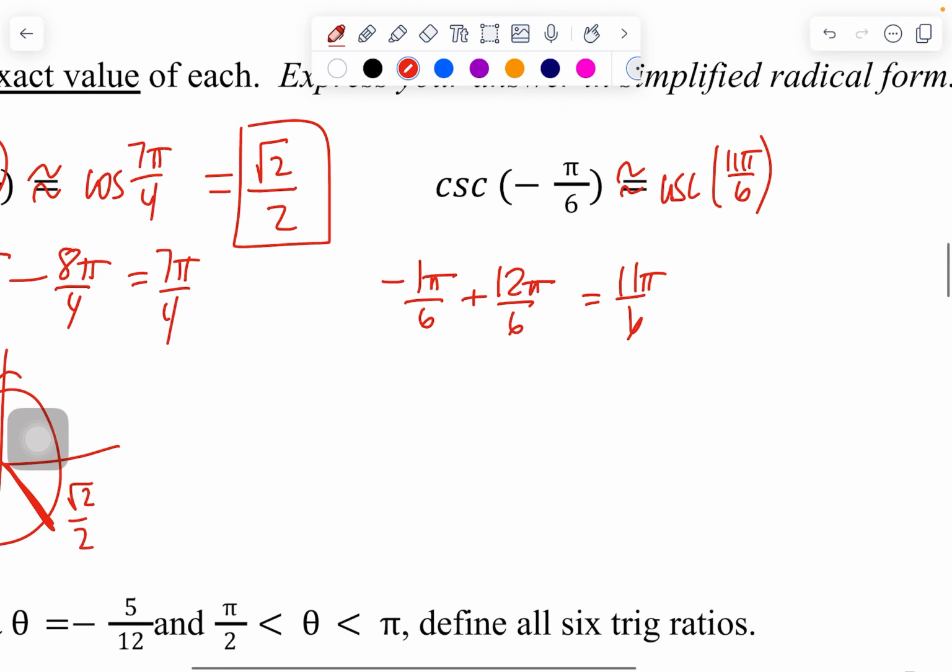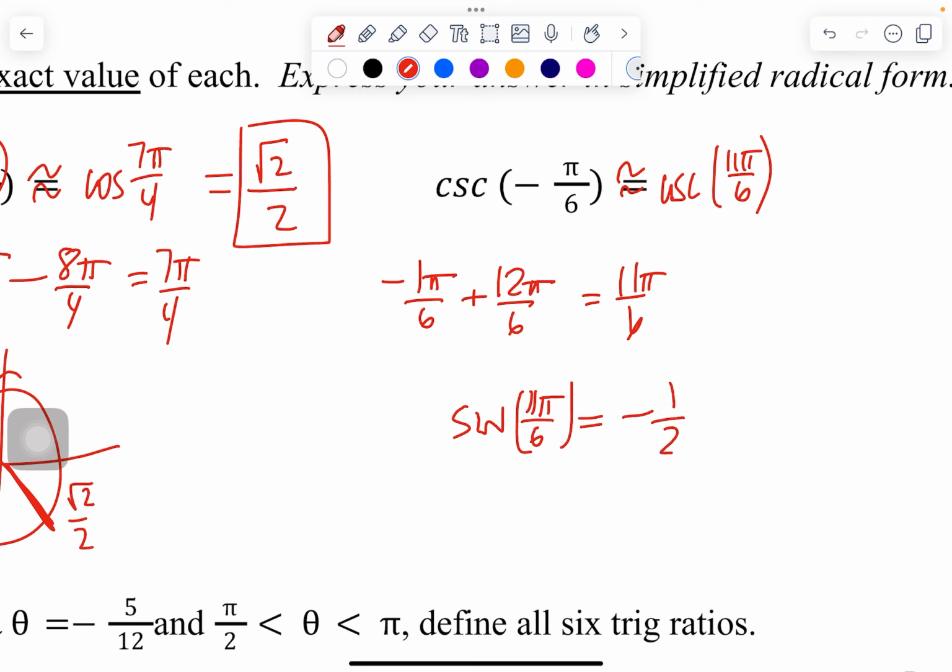But we can't find the cosecant because it's not listed on a triangle, so we're going to look for the sine of 11 pi over 6, and you're going to find out that that is negative 1/2. And then obviously to get this answer, I'm finding the reciprocal there, so negative 2 is my best answer.